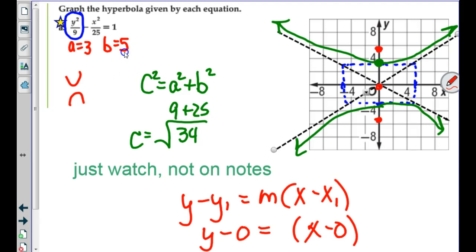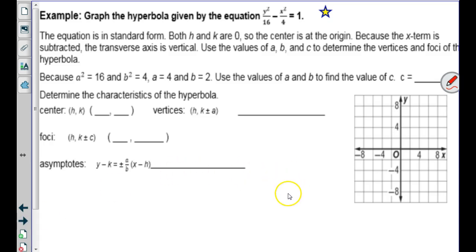3 and 5, right? So this is me plus or minus 3/5. And you're done. You don't have to write anything else for those. You don't have to mess with them. Okay, so let's try this one.